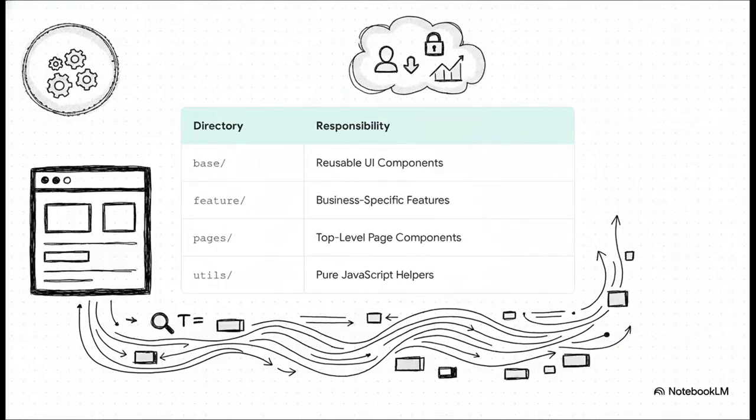All right, here it is, all laid out. Your base folder is for your generic, reusable UI bits. Think of things like spinners or modals that don't have any specific business logic. The feature folder is where you group components by business function, like everything related to, say, account management. Pages holds the top-level components that you'll actually drag onto a Lightning page. And finally, utils is for your pure JavaScript helpers, things like formatters or constants that have no UI at all.